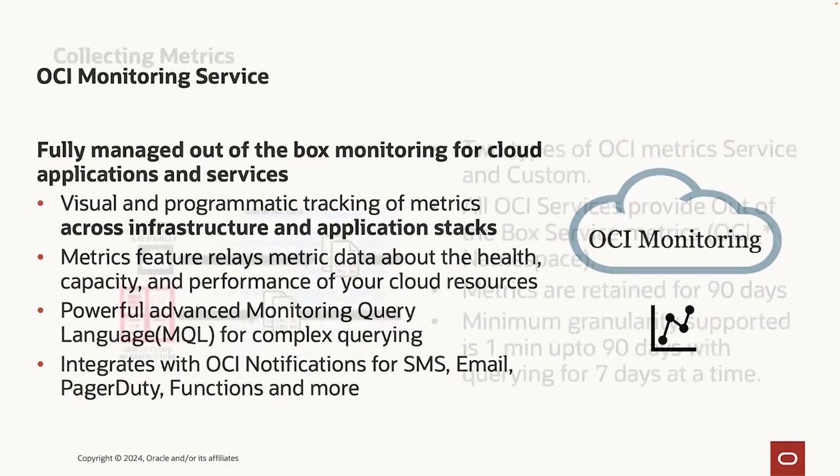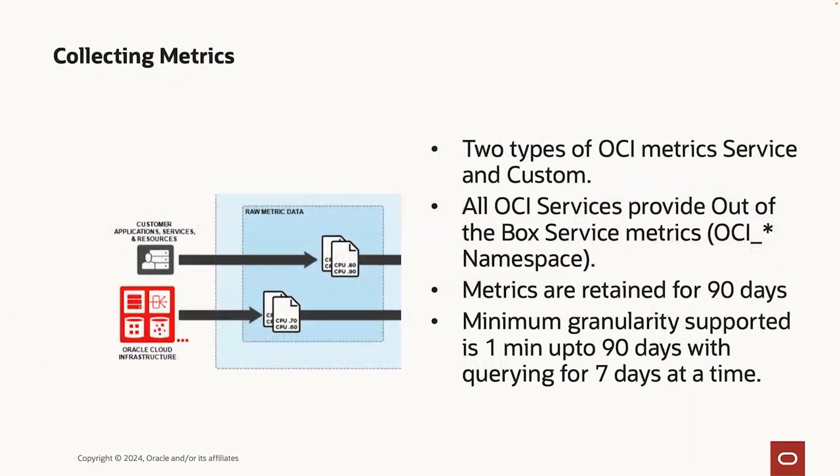So next, like I said, what are we collecting in metrics? We are collecting health, capacity, or the performance of the resource, right? So there are two kinds of metrics that we could collect. One is service metrics, which is OCI native service namespaces, and the other one is the custom metrics. Custom metrics are nothing but your performance indicators for an application.